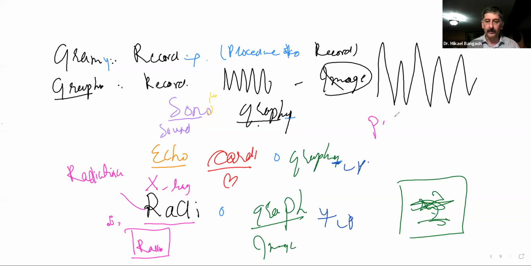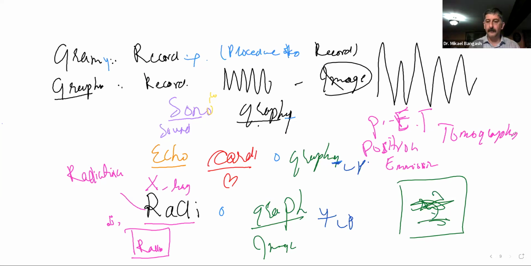Now, PET is not the animal, but actually an abbreviation, where the P stands for positron, P-O-S-I-T-R-O-N, positron. E stands for emission. And T stands for tomography.